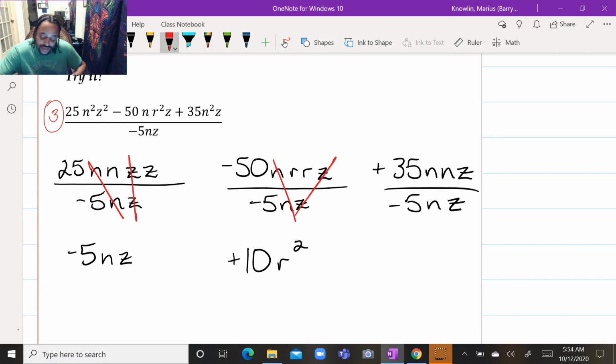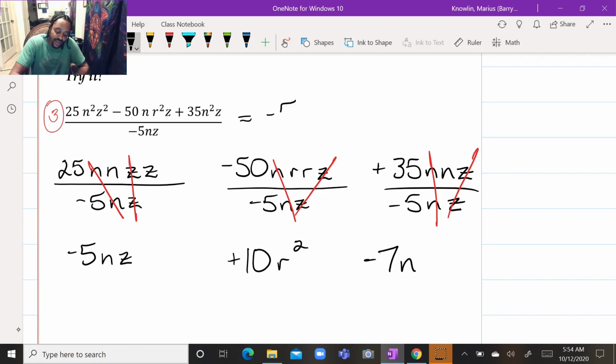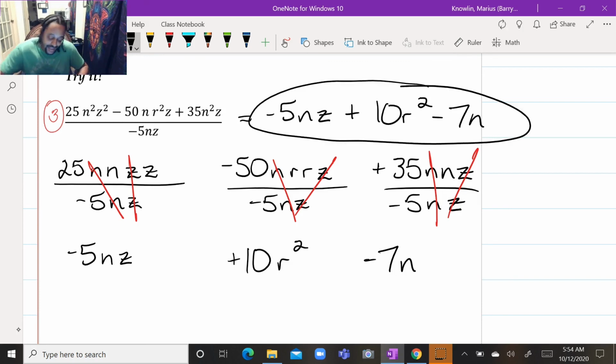And over the last term, one n cancels out, one z cancels out. We're left with an n. A positive 35 divided by a negative 5 is a negative 7, and we have one n. Now we just put it all together. Our final answer is going to be negative 5nz plus 10r squared minus 7n. Final answer.